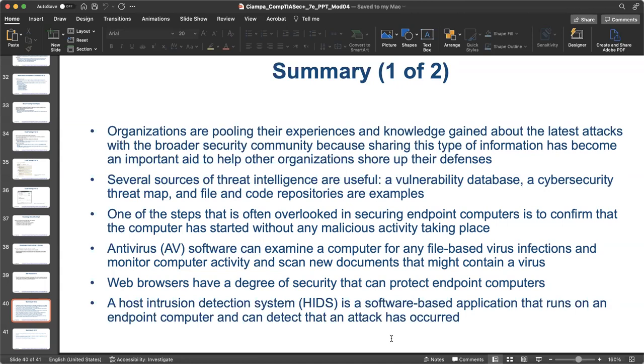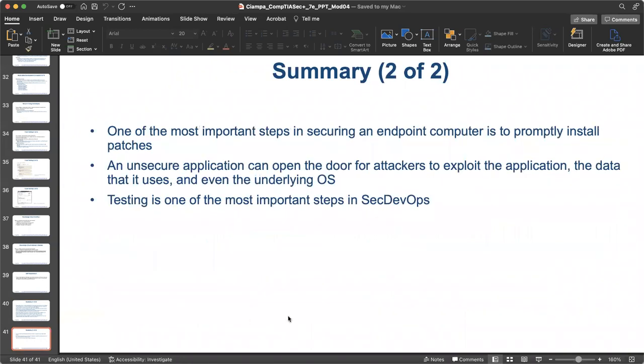We talked about the antiviruses. We talked about the role and the degree of security that web browsers can provide. We talked about intrusion detection, intrusion prevention systems, right? We talked about how to secure OS applications, and finally, we talked about security DevOps.